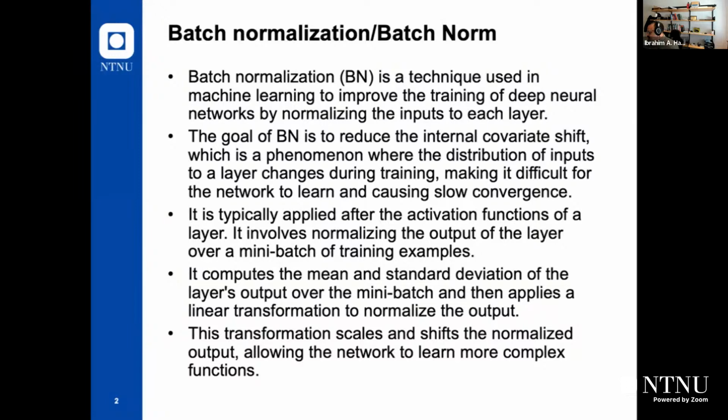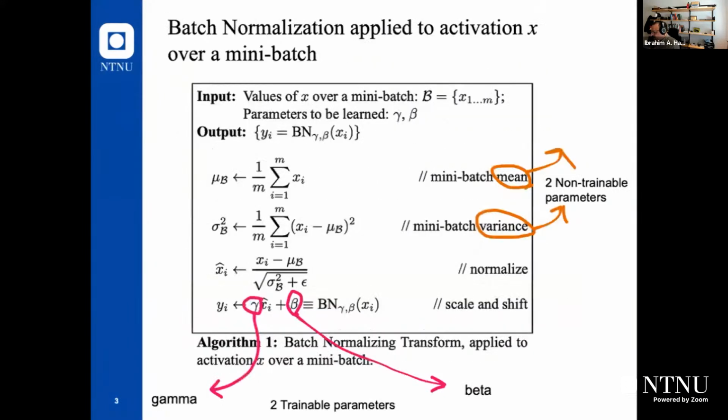It involves normalizing the outputs of the layer over a mini batch of training examples. So we need to select a batch size, for example 32, and we get those outputs from each layer and do batch normalization. After that, we feed the normalized values to the next layer. It computes the mean and the standard deviation for the layer's output over the mini batch, and then applies a linear transformation to normalize the output. This transformation scales and shifts the normalized output, allowing the network to learn more complex functions.